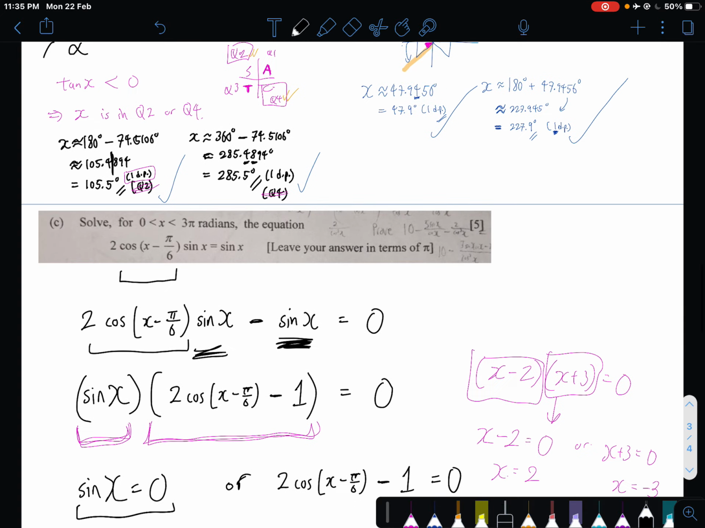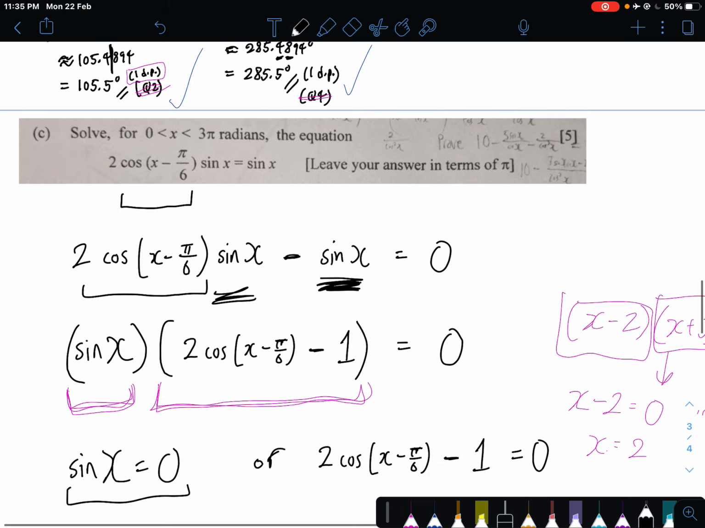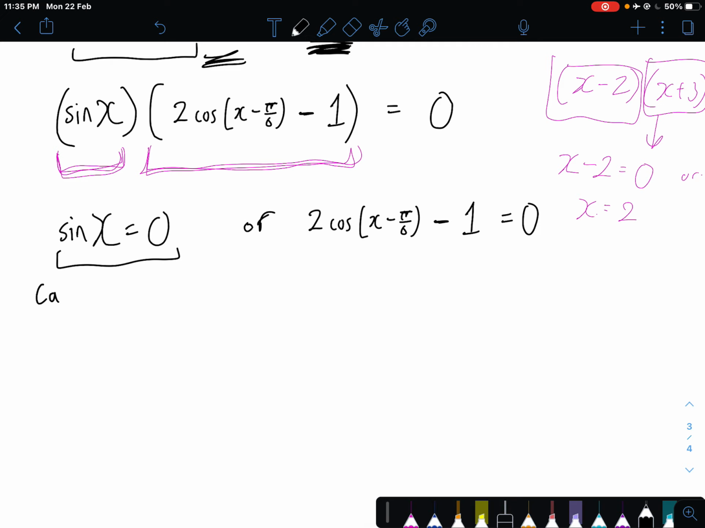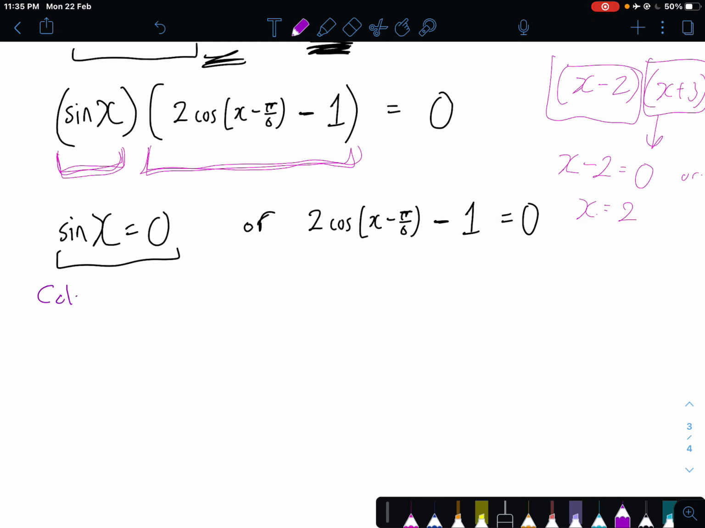Notice that the angle they gave in this question is a bit funny. Very funny. x is in between 0 and 3 pi radians. So just now part B was in degrees, now it's in radians. It's trying to trick you. Check whether you're reading the question or not. Make sure you change your calculator's angle mode into radians. Make sure it's in radians first.